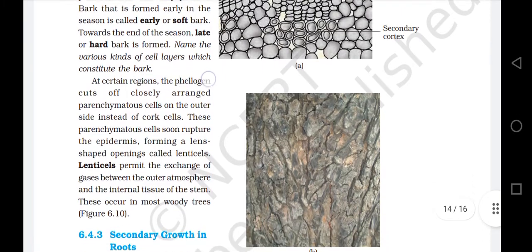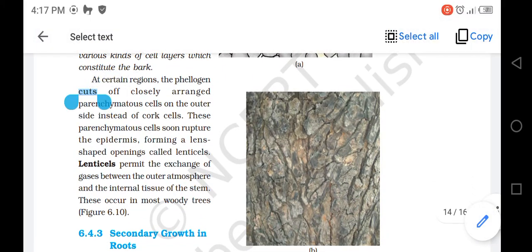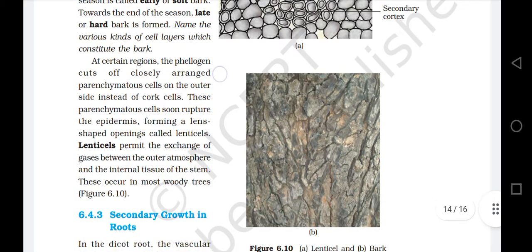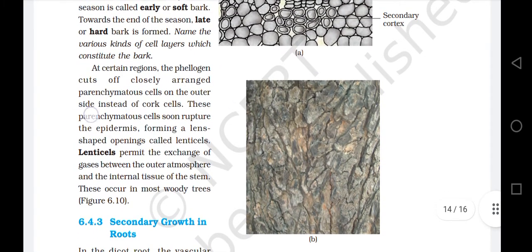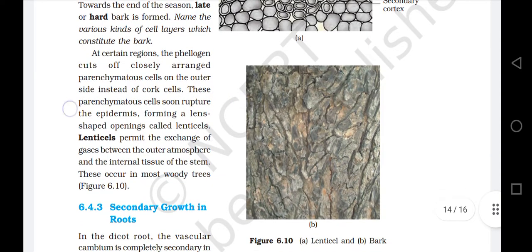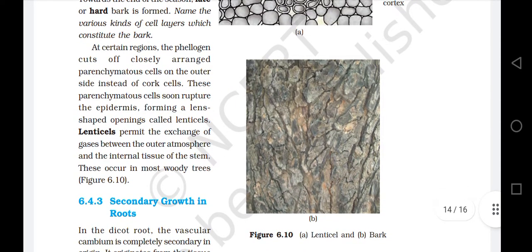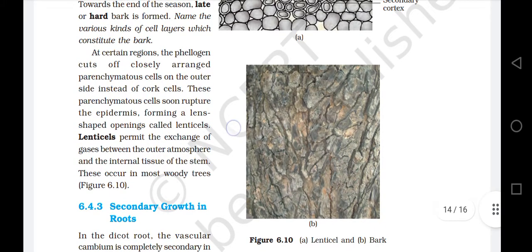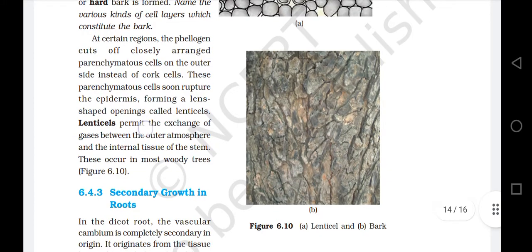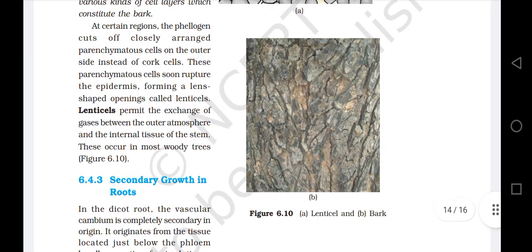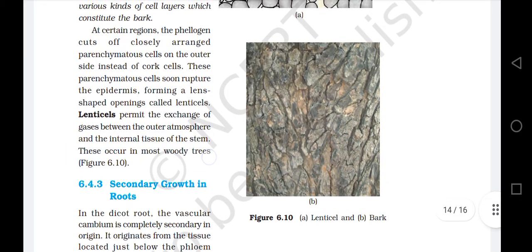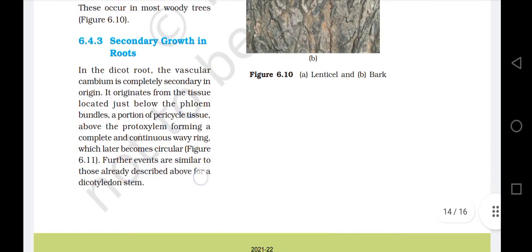Name the various kinds of cell layers which constitute the bark. Yet, at certain regions, the phellogen cuts off closely arranged parenchymatous cells on the outer side instead of cork cells. These parenchymatous cells soon rupture the epidermis, forming lens-shaped openings called lenticels. Lenticels permit the exchange of gases between the outer atmosphere and the internal tissues of the stem. These occur in most woody trees. Figure 6.10.